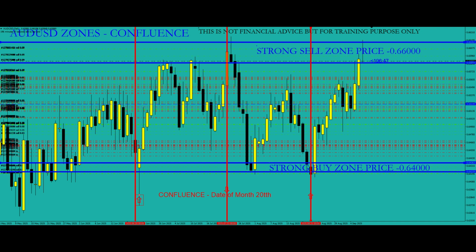Pro tip: strong levels are visible on higher time frames like the daily or 4-hour chart. Weak levels usually appear only on the 1-minute or 5-minute chart.